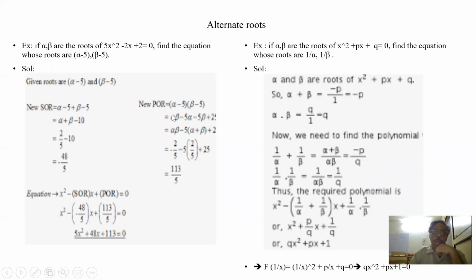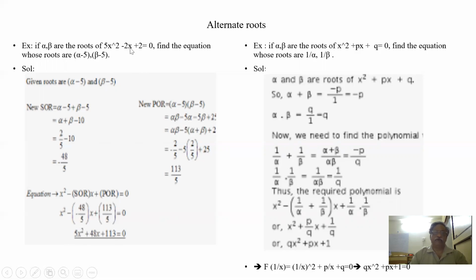What is the product of the roots? It is alpha minus 5 into beta minus 5. So we'll get alpha plus beta and alpha beta. What is alpha plus beta? Alpha plus beta is 2/5. What is alpha beta? Also 2/5. When we substitute, we'll get the sum of the roots and the product of the roots. Now the equation is x square minus sum of the roots into x plus product of the roots. When I simplify with the LCM, I'm getting 5x square plus 48 plus 30.